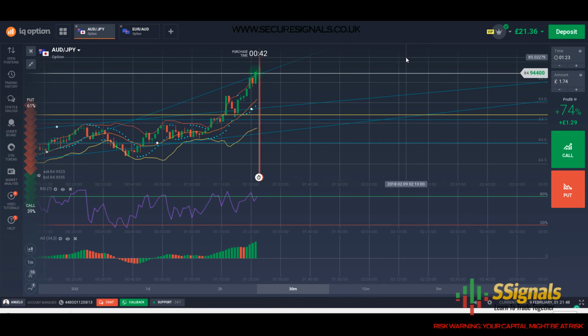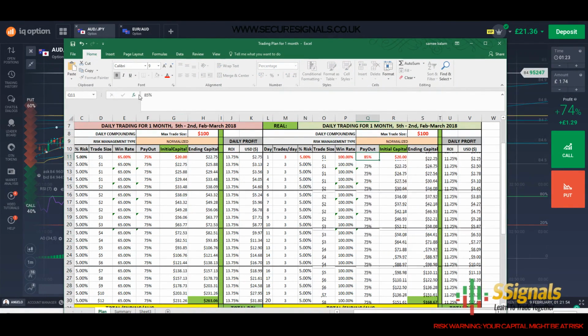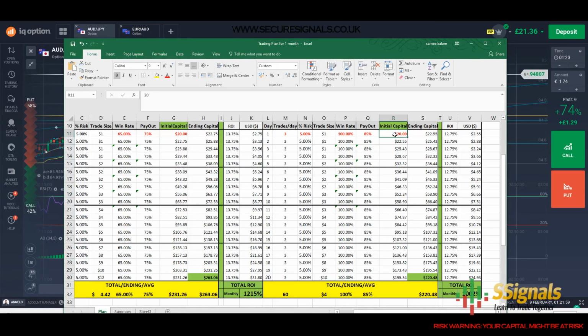So if I just show you the plan quickly, if I change the payout to 85%, look at the growth you can make. It goes from £160 to £220. If this is £100, for example, it's £1,000 for payout at 85, and at 75% it's at 843. So that's a £200 difference, over 20% difference by the end of the month. It's crazy. This whole trading game is all numbers. You just have to stay strict with your money management and know your strategy, and you'll get it in the end of the day.